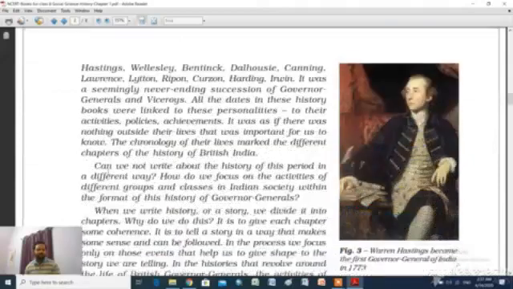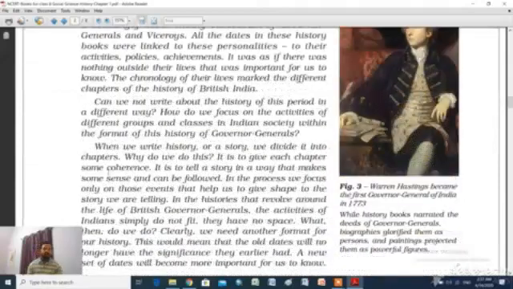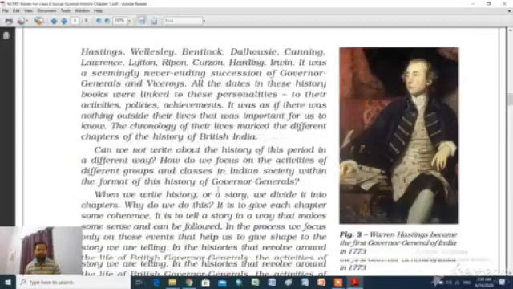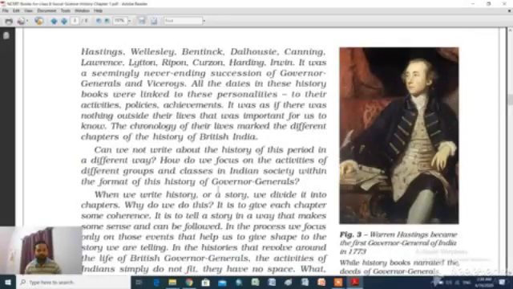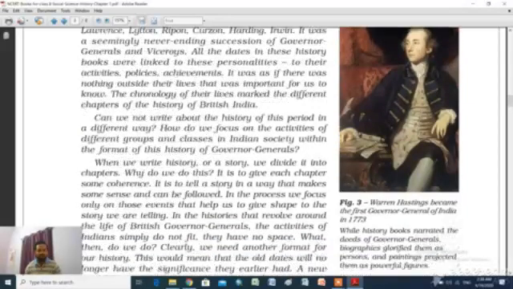So the British historians always kept the record of their work, but the Indian historian includes other things like the Battle of Plassey, the Battle of Panipat, etc.